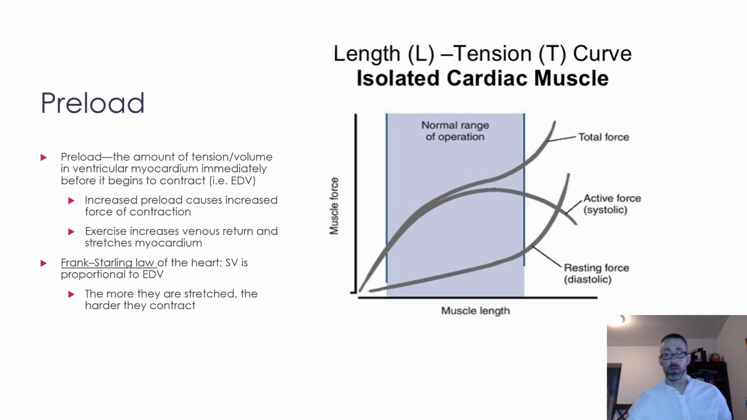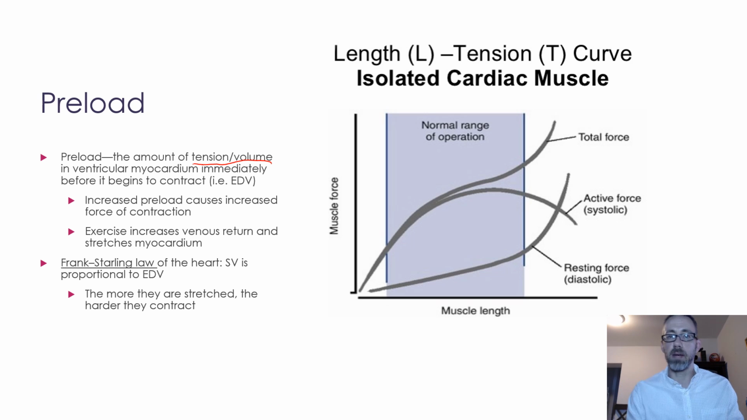So we'll start with preload. In stroke volume, the preload is how much volume we are filling up the ventricles with prior to its contracting. So during diastole, what is that end diastolic volume? You fill it up with blood, and what occurs inside the heart is you increase the tension. As you're increasing volume inside the ventricle, it's stretching it out.